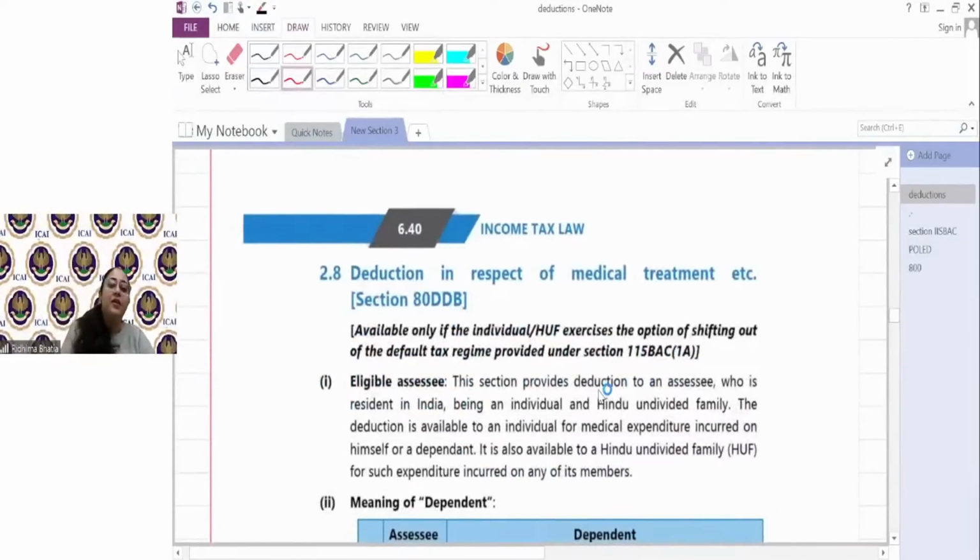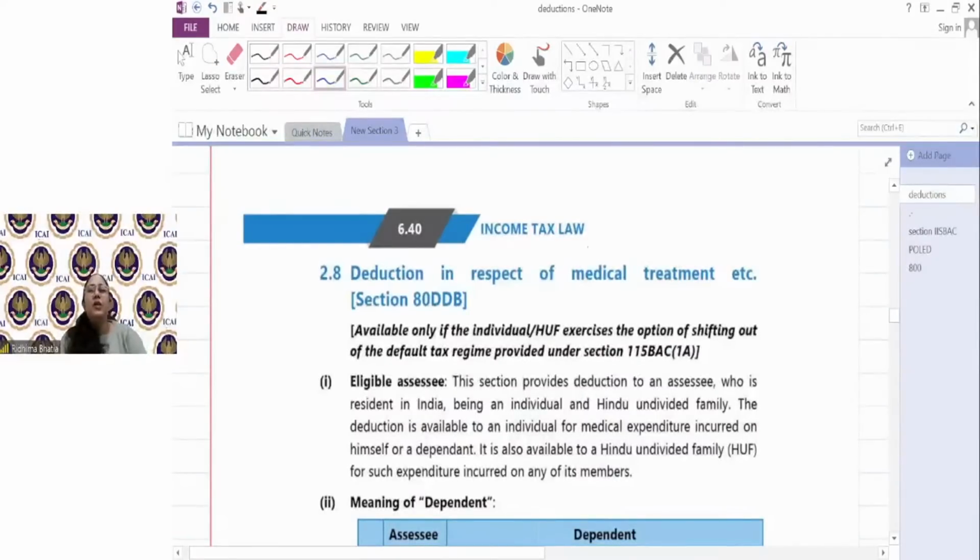Deduction in respect of medical treatment, again available only to the assessees who are not opting for 115BAC. If they're opting out, only they will get it. 80DDB, deduction in respect of medical treatment. किसको मिलेगा? Only resident individuals and HUF. 80D only again resident individual, HUF, and 80DDB also only resident individuals and HUF.